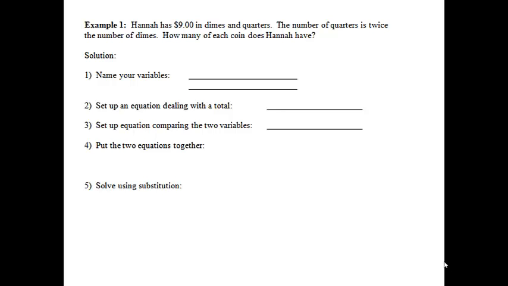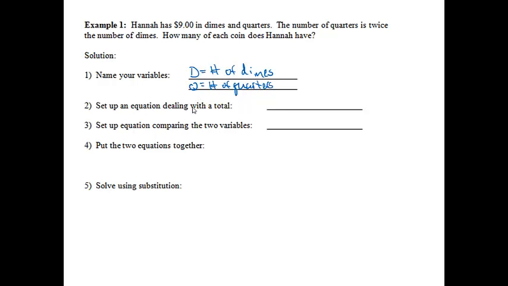Alright, the first thing that we're going to do in our solution is name our variables. We'll usually have an x and a y, but I have dimes and quarters in the problem, so I'm going to use that. So we're going to put D equals the number of dimes, and Q equals the number of quarters. And again, you could use X and Y, but when you have it stand for what it actually is in the problem, it's usually a little bit easier.